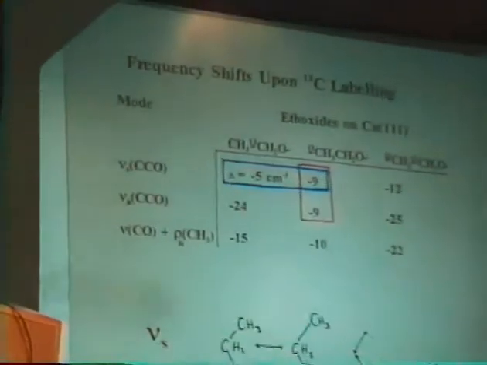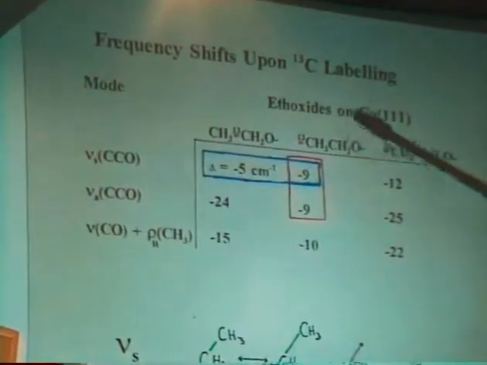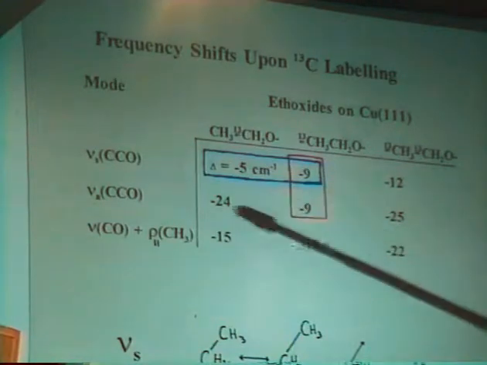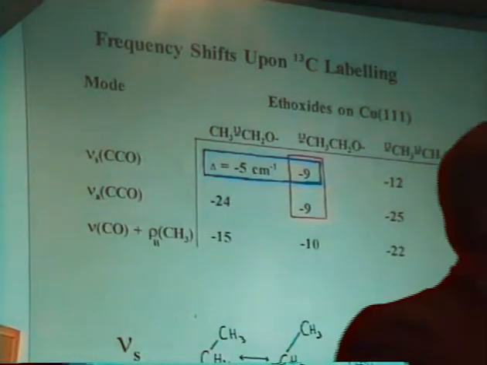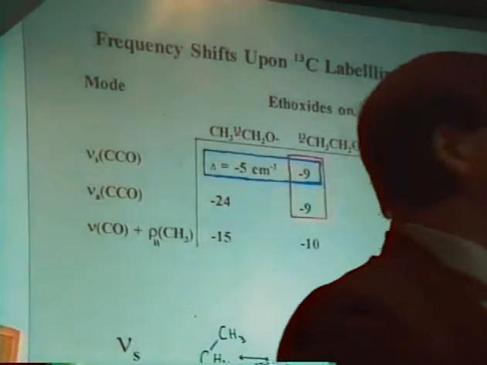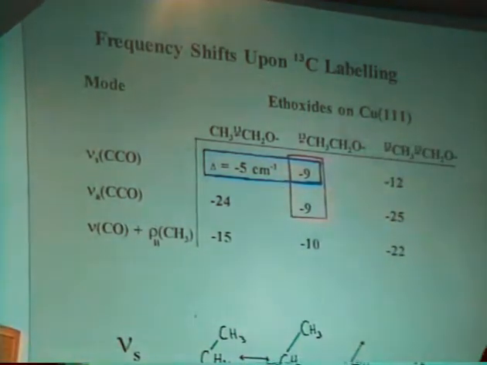But the more definitive proof, here in red, is that if you label just the methyl group, then you find that the shift is the same for these two modes. That would not be the case if they were discrete carbon-carbon and carbon-oxygen modes. Of course, the methyl group is involved in the carbon-carbon stretch, but not in the carbon-oxygen stretch at all.